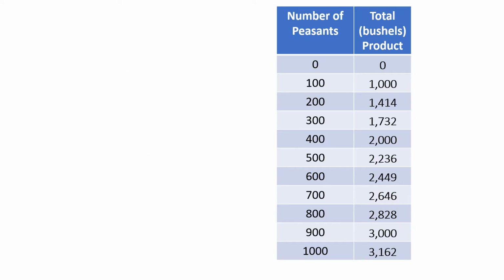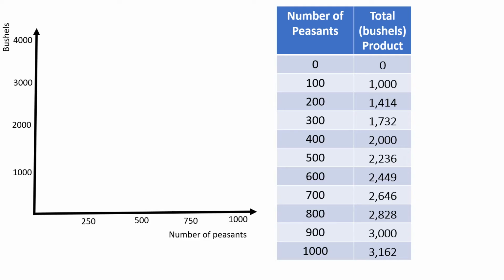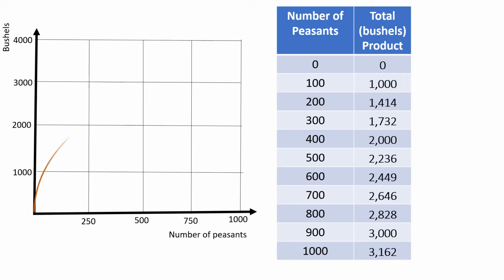Having calculated this total product, we can illustrate this information in a graph where we have total product, or the total bushels, on the y-axis, and number of peasants on the x-axis. So we're simply graphing total product against number of peasants, and we get a production function that looks like that. Note that this production function is concave because as we increase the number of peasants, the total product increases, but it increases at a decreasing rate.